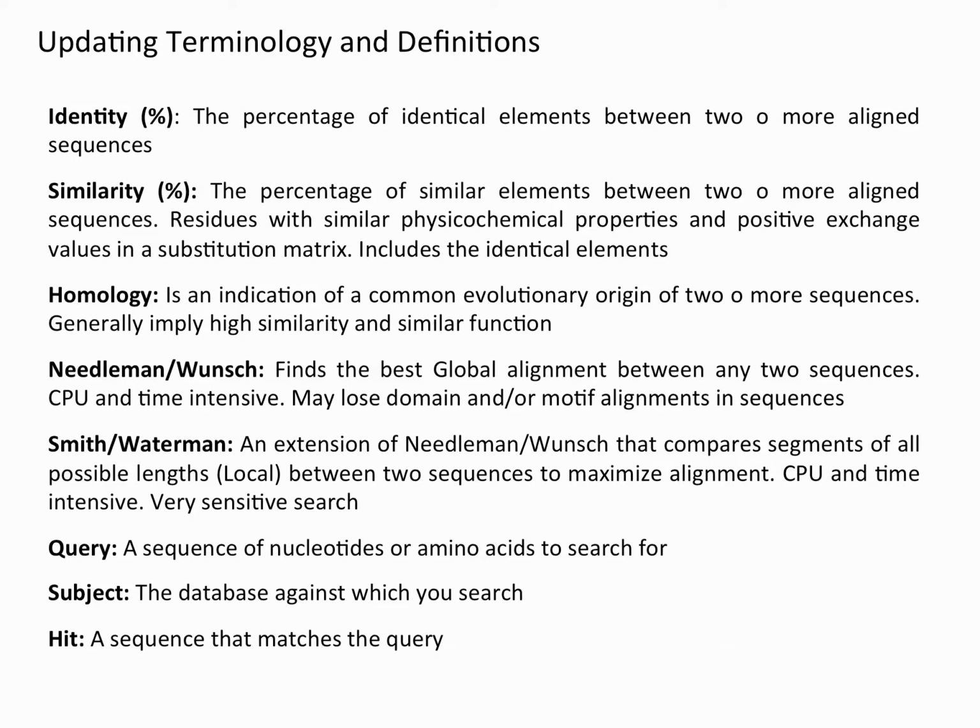We already know some basic terminology used in the sequence comparison field, like identity, similarity, homology, and the two principal methods for pairwise sequence comparison, the global and local alignments. Now, we include some new terms for the case of the search of sequences. The query, a sequence of nucleotides or amino acids to search for. The subject, the database against which you search. And a hit, a sequence that matches the query.